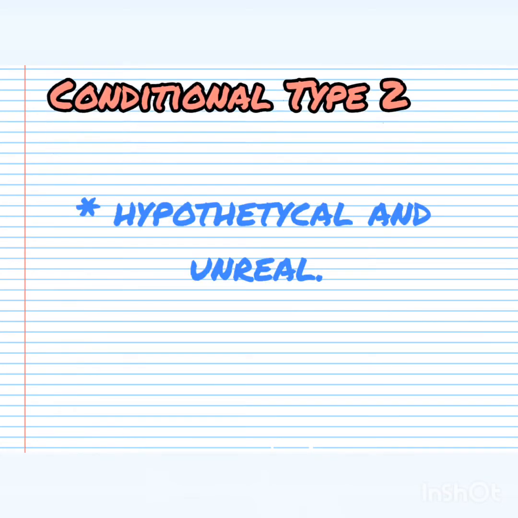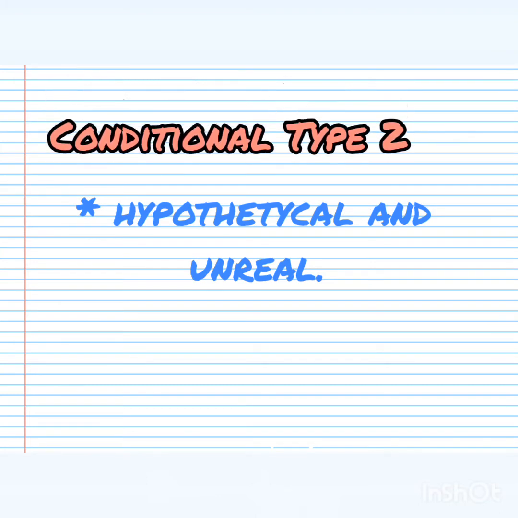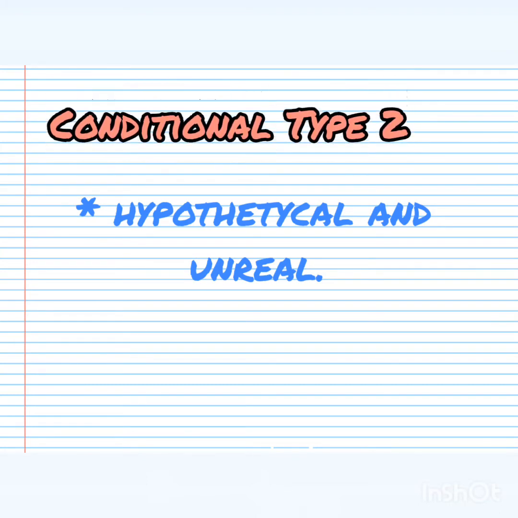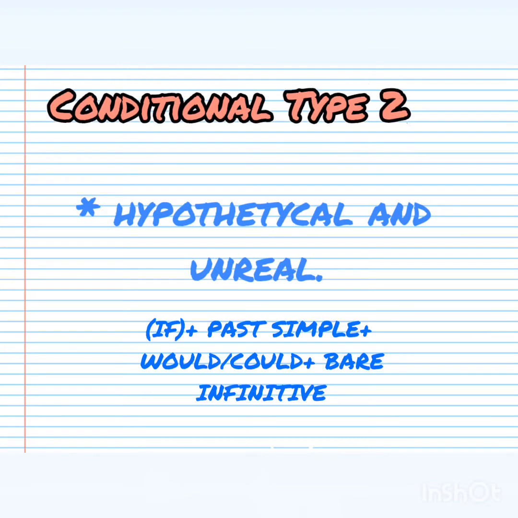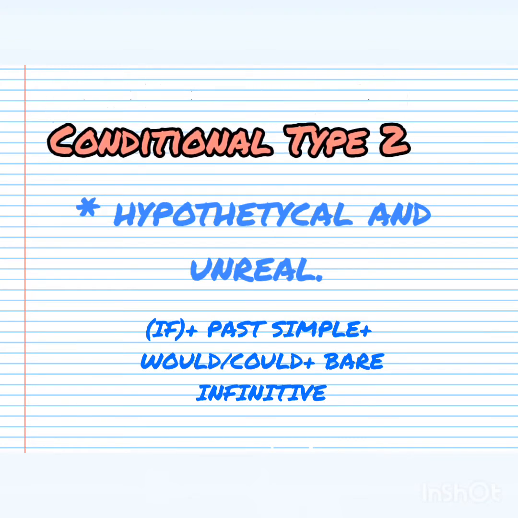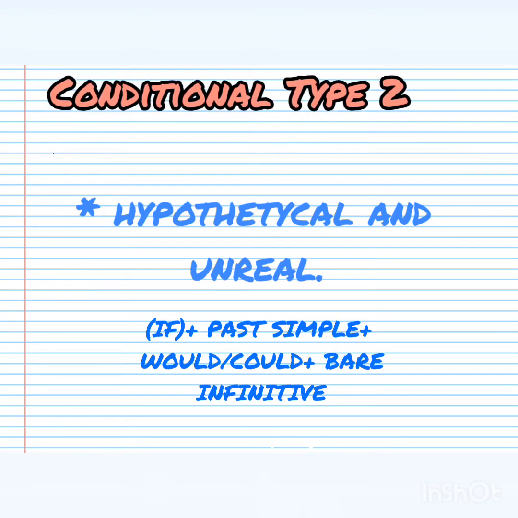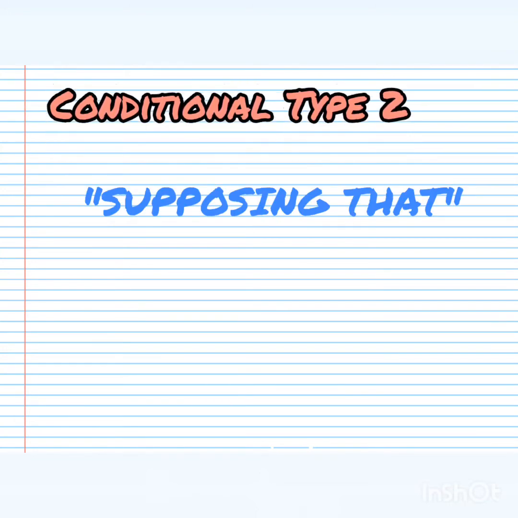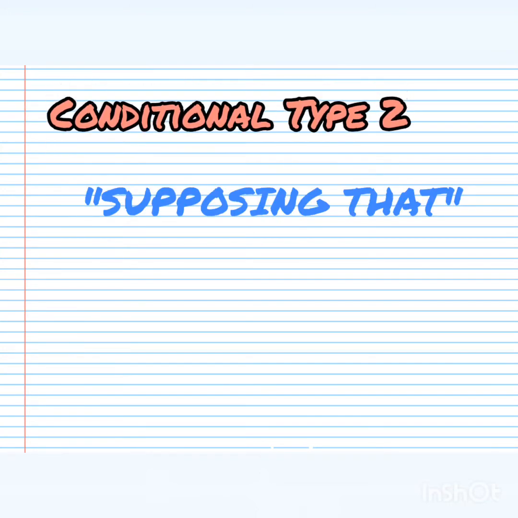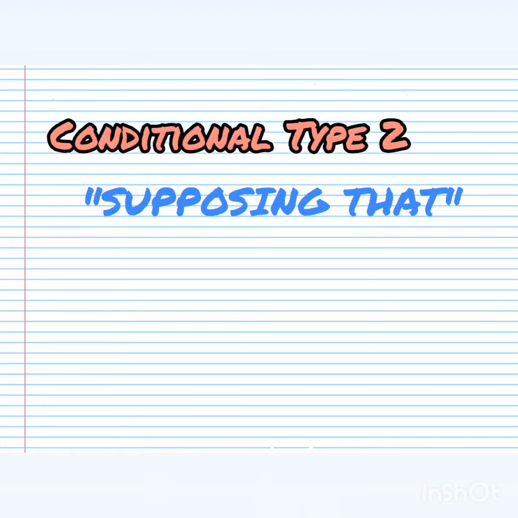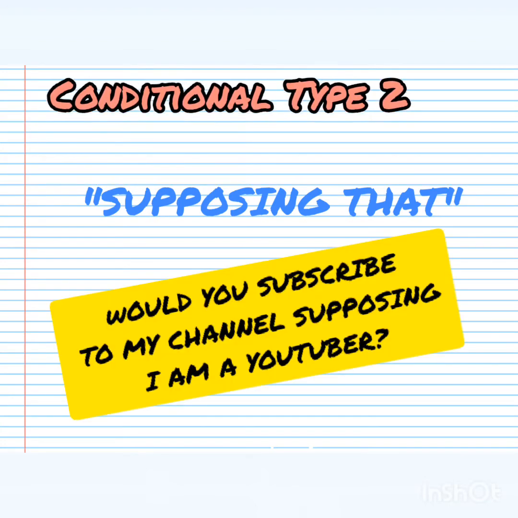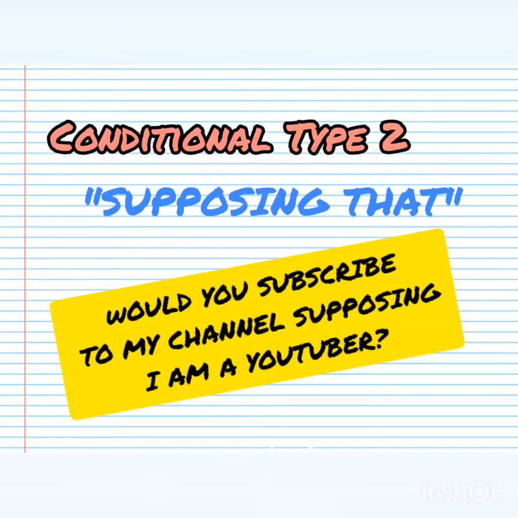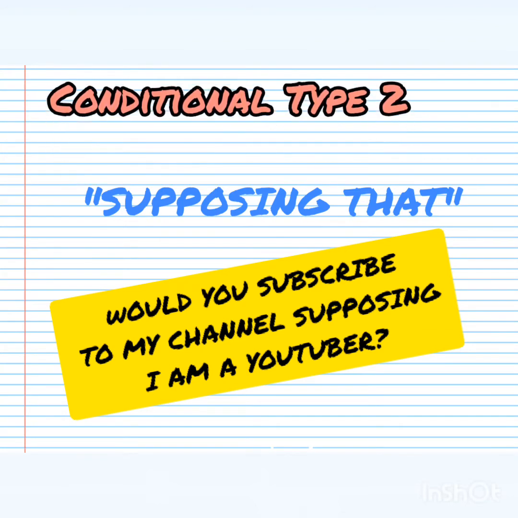Conditional type 2. As the name of the group suggests, conditional number 2 is unreal, but it is also hypothetical. Why? Because the situations are not real in the present and are not likely to be possible also in the future. Conditional type 2 is used after expressions such as supposing that, since they are the ones that indicate unreality. For example, if I say, would you subscribe to my channel supposing I am a YouTuber?